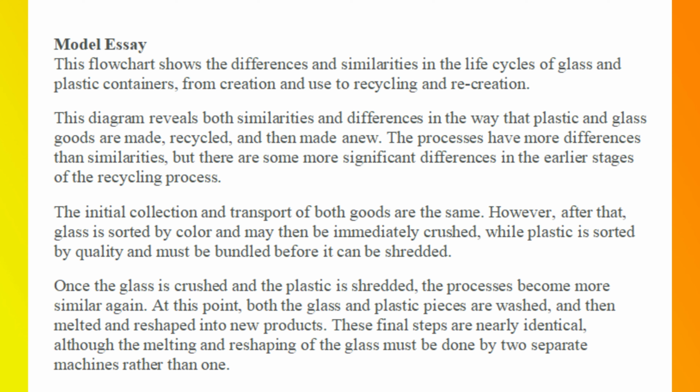However, after that, glass is sorted by color and may then be immediately crushed, while plastic is sorted by quality and must be bundled before it can be shredded. Once the glass is crushed and the plastic is shredded, the processes become more similar again. At this point, both the glass and plastic pieces are washed, and then melted and reshaped into new products. These final steps are nearly identical, although the melting and reshaping of the glass must be done by two separate machines rather than one.